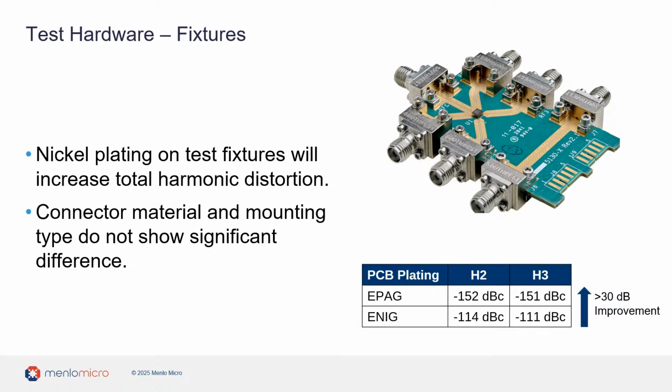Lastly, we compared SMA type connectors versus 2.92 millimeter connectors, and we didn't see a harmonic performance change resulting from the different dimensions or the different dielectric material of those two types. In general, we would recommend selecting a connector for the reliability of the connection and for the frequency performance that you need to evaluate your harmonics at.